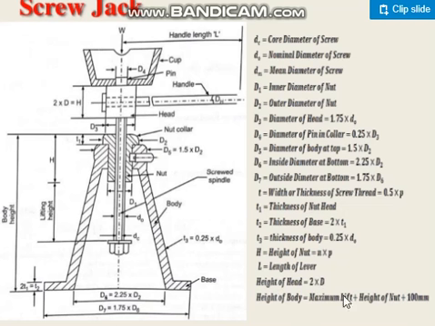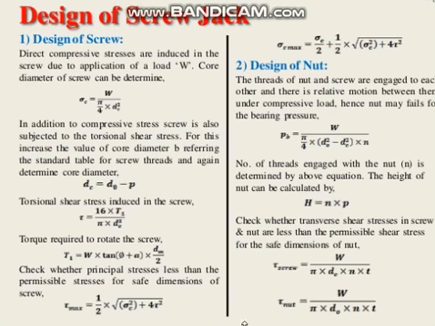Then the height of the body is maximum lift plus maximum height of the nut plus 100 mm. This is the body height. Okay, and then maximum height of the nut. Okay, anyway, this is the thing. Now let us come to the design.